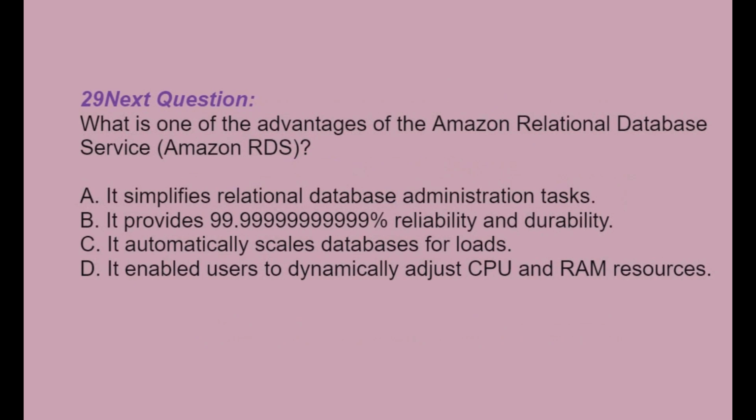Question is, what is one of the advantages of the Amazon Relational Database Service Amazon RDS? Option A, it simplifies relational database administration tasks. Option B, it provides this percent of reliability and durability. Option C, it automatically scales databases for loads. Option D, it enabled users to dynamically adjust CPU and RAM resources. Correct answer is option A.